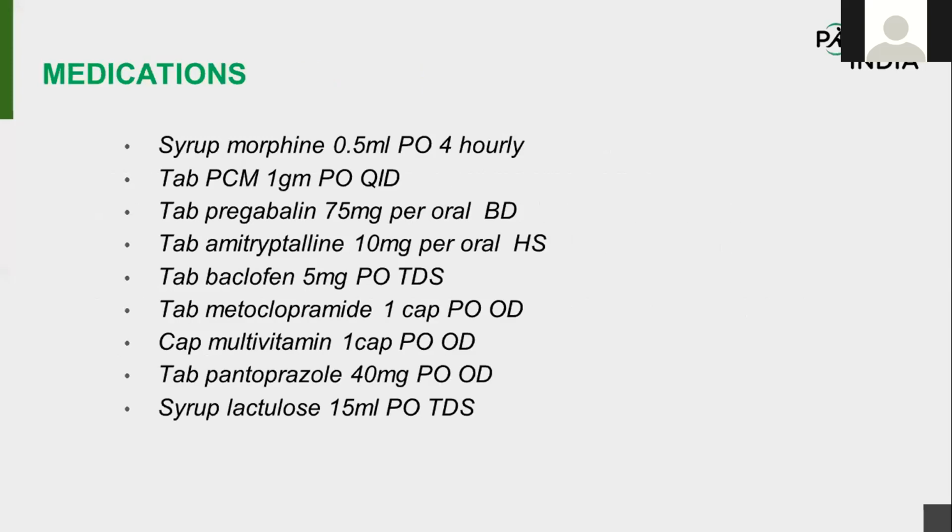So medications: syrup morphine 0.5 ml orally hourly, tab PCM 1 gram orally QID, tab pregabalin 75 mg orally BD, tab amitriptyline 10 mg orally HS, tab baclofen 5 mg orally TDS, tab metoclopramide 1 cap orally OD, cap multivitamin 1 cap orally OD, tab pantoprazole 40 mg orally OD, syrup lactulose 15 ml orally TDS.